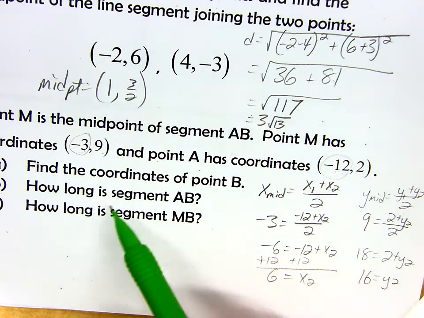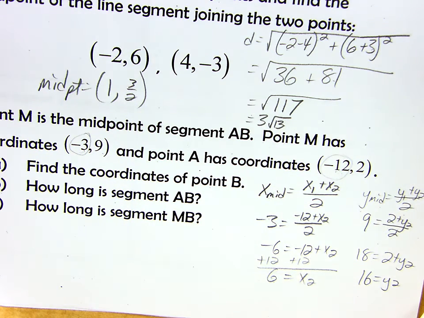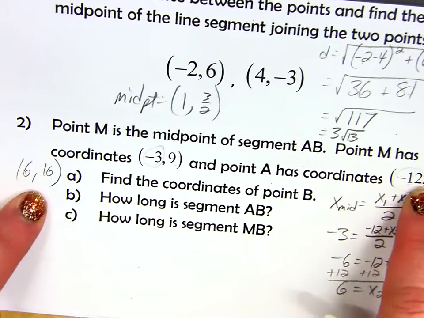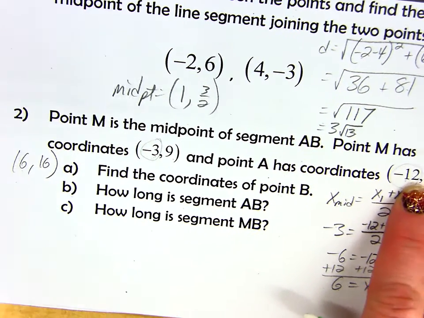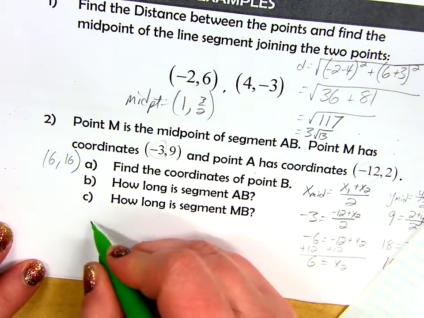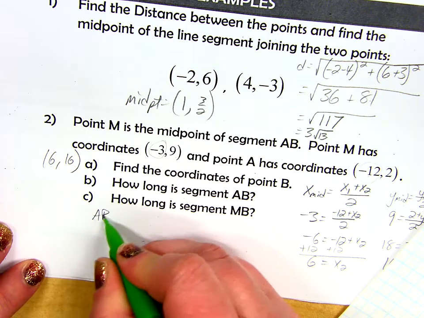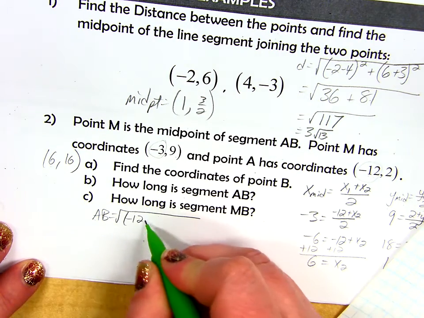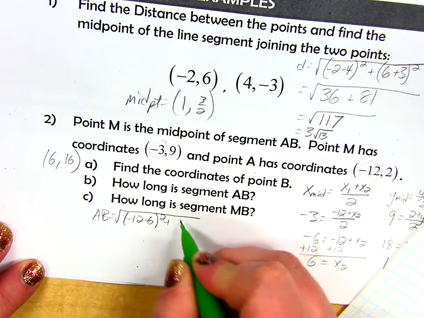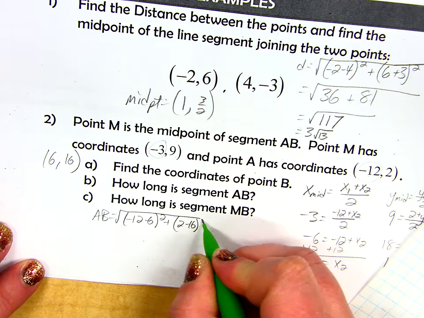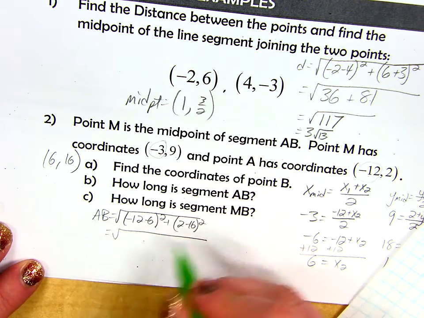All right, then in part B, they want to know how long is segment AB. Well, now that I have both points, negative 12, 2 and 6, 16, I should be able to pop that in the distance formula pretty easily. So AB is going to be the difference in my x's, so negative 12 minus 6, close it, square it. Difference in my y's, 2 minus 16, close it, square it. Now you do the math.